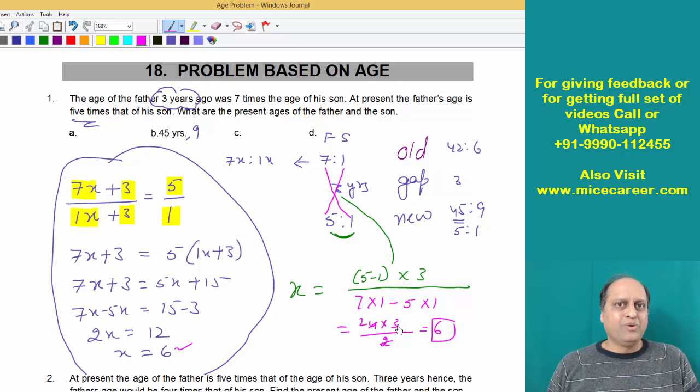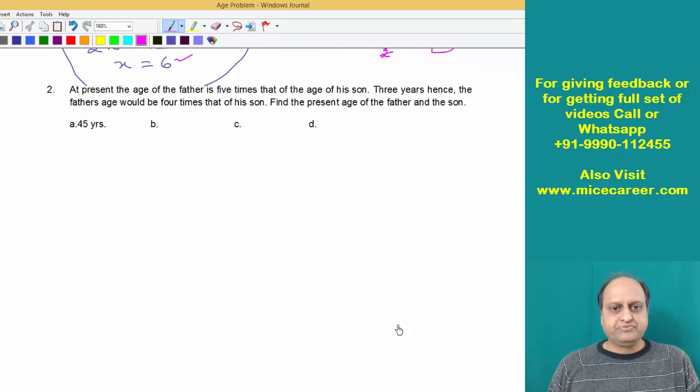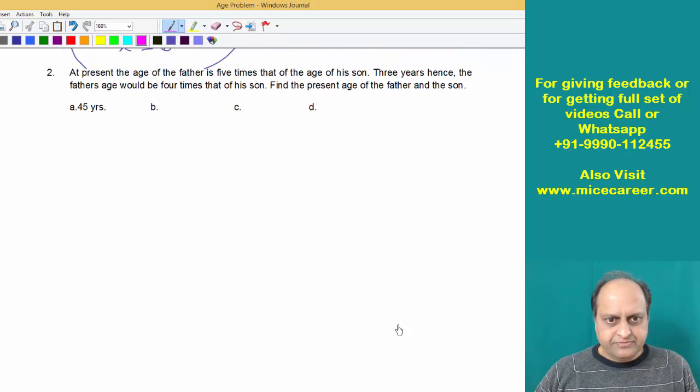I'll do one more problem for you. Look, I'll first write the three things: old ratio, gap, and new ratio.